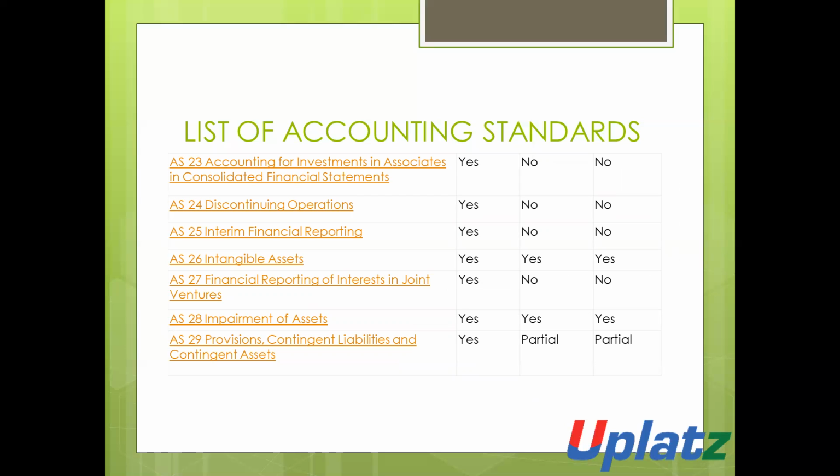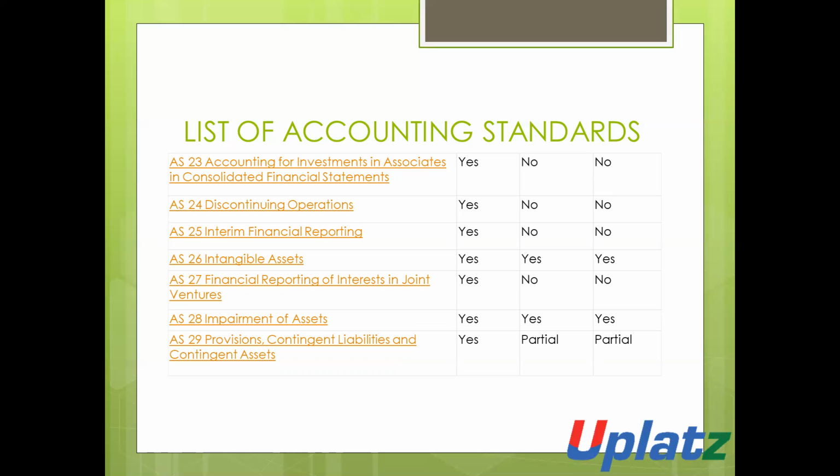AS24, Discontinuing Operations. The provision of AS24 is only applicable on Level 1 enterprises. It is not applicable on Level 2 and Level 3 enterprises. AS25, Interim Financial Reporting. AS25 is applicable only on Level 1 enterprises. It is not applicable on Level 2 and Level 3 enterprises.